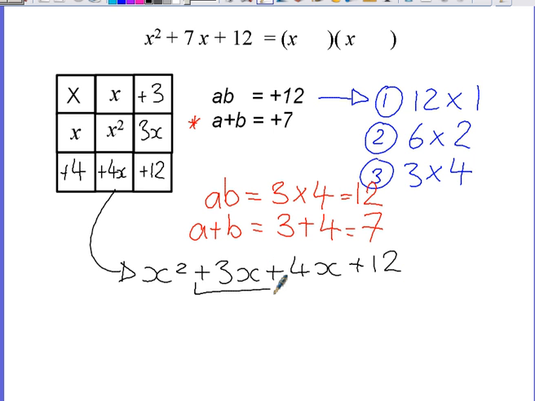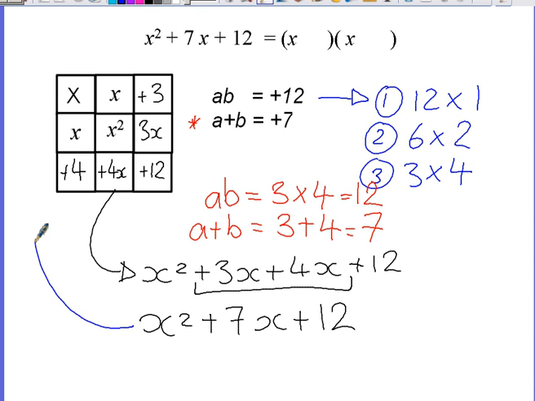Again, we combine these as always. And as you can see, this matches with our original expression exactly. So now I feel confident that I can put plus 3 and plus 4 into the brackets.